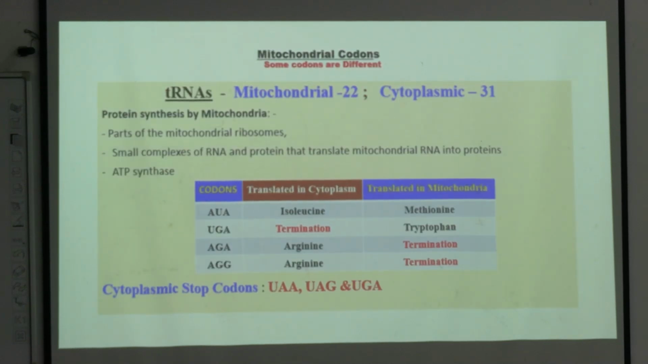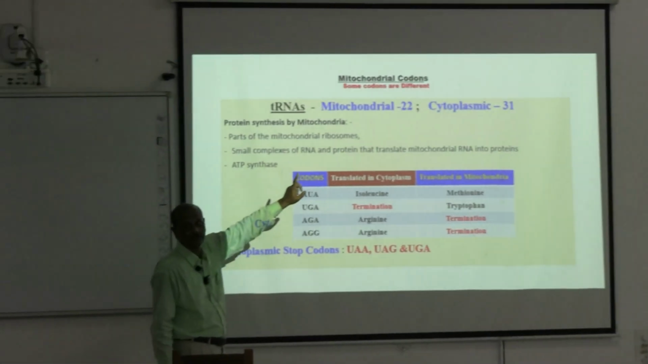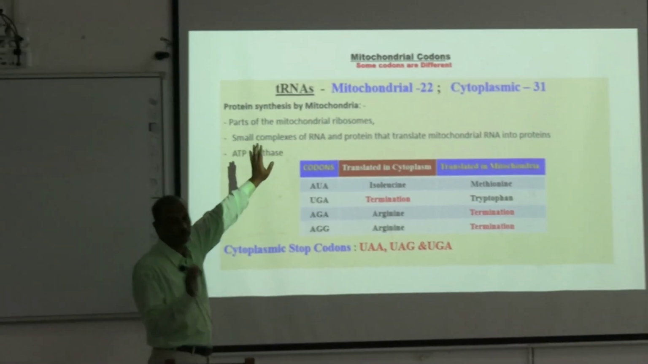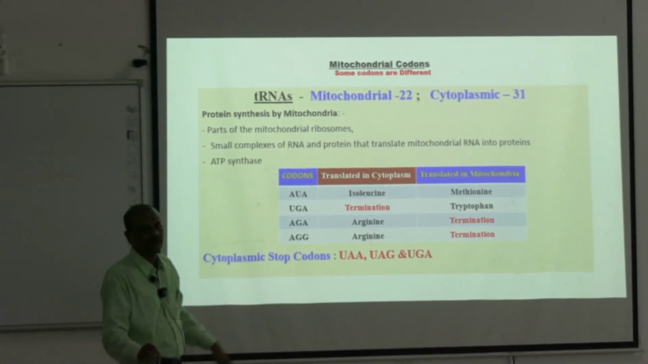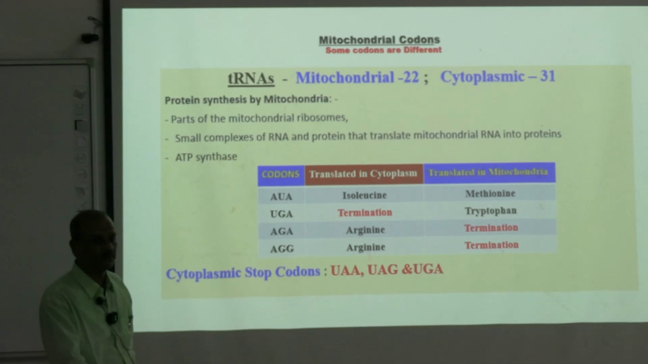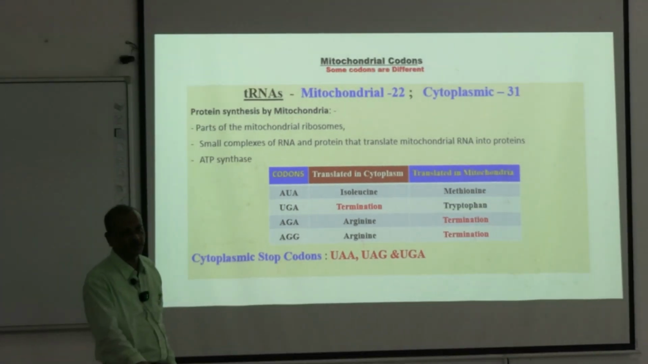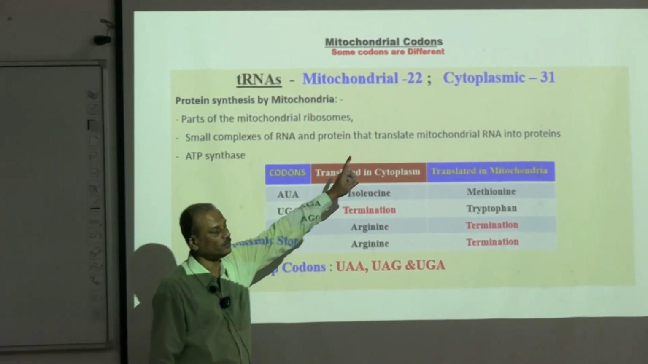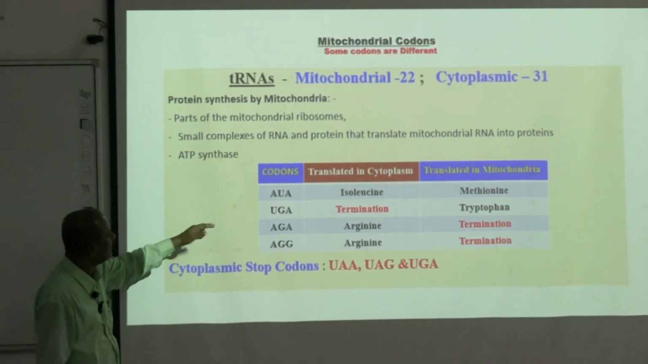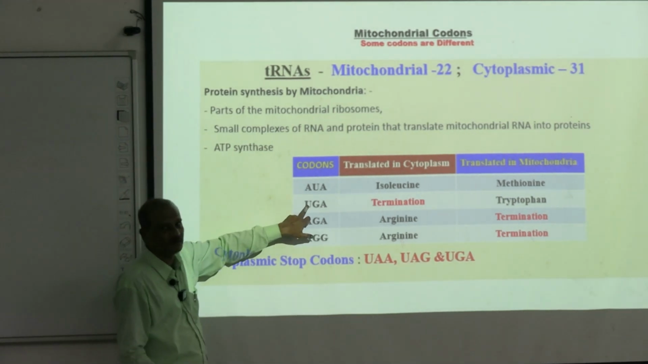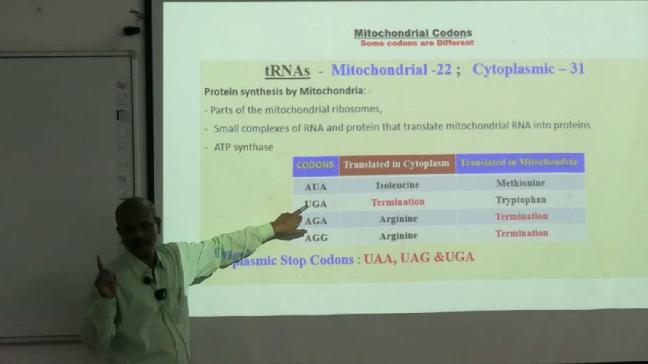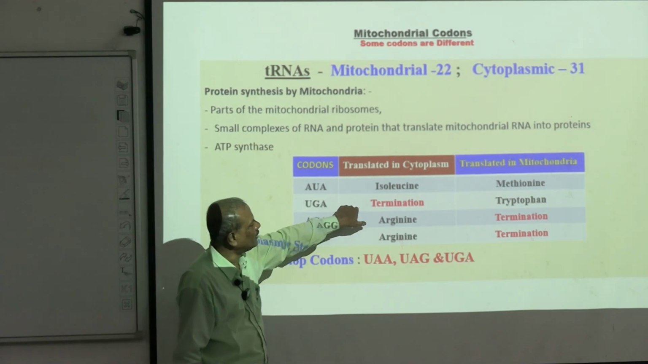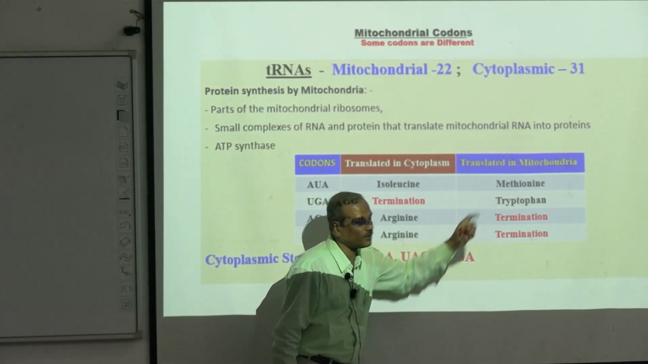So mitochondrial DNA, you see here one important point. In mitochondria, there are 22 tRNAs, and in the cytoplasm 31 tRNAs are present. Mitochondria is having altogether different genetic composition and genetic RNA, DNA, protein synthesis. So mitochondrial tRNA is 22, cytoplasmic tRNA is 31. See here, look at this here. Normally you see UGA is a termination codon. UGA is a termination codon in cytoplasm, but in mitochondria it is coding tryptophan.